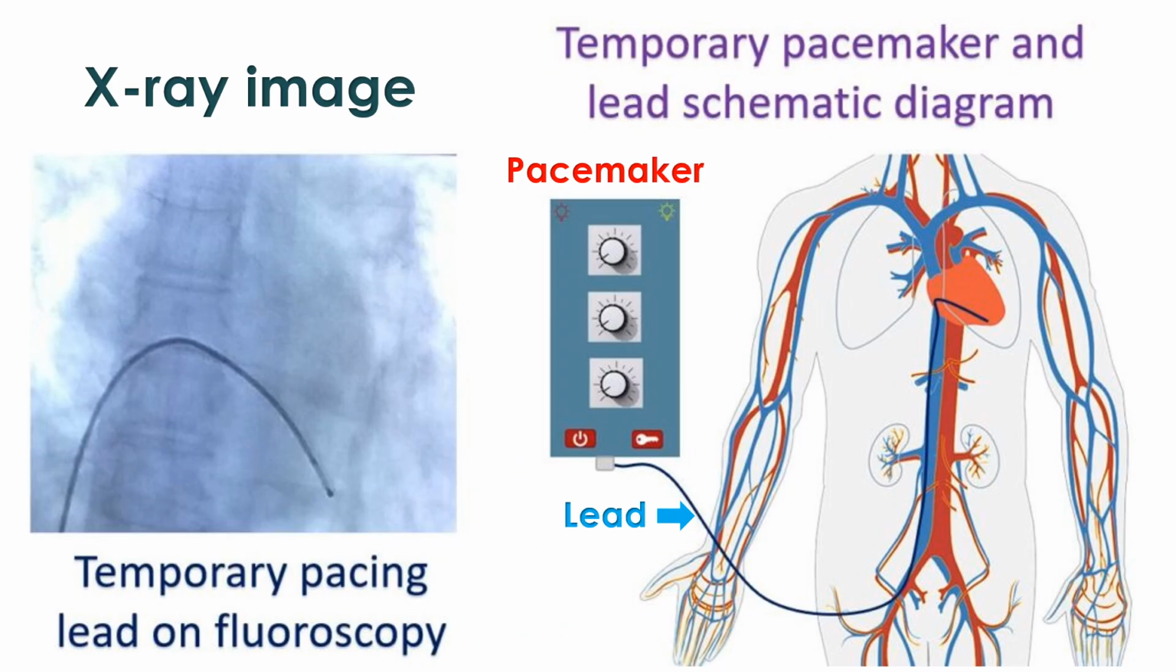Temporary pacing is done using an external device known as temporary pacemaker. It is an electronic device which can give regular electrical pulses to the heart. It is placed outside the body and connected to the heart with electrical leads introduced through the veins of the neck or groin through a small hole in the skin. The diagram shows the temporary pacemaker and lead reaching the right ventricle, the right lower chamber. The X-ray fluoroscopy image shows the temporary pacing lead tip in the right ventricle.